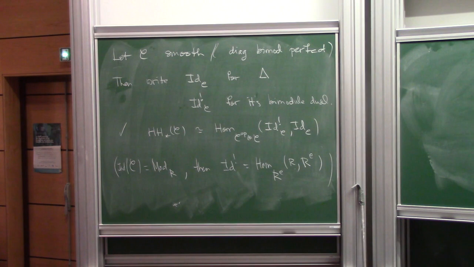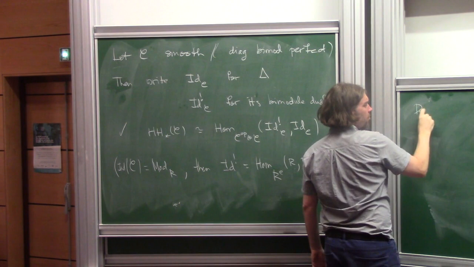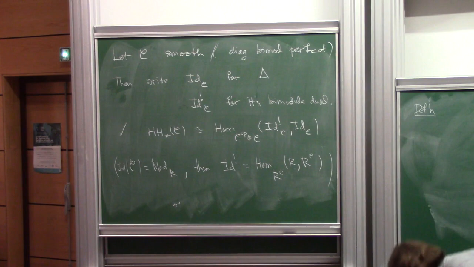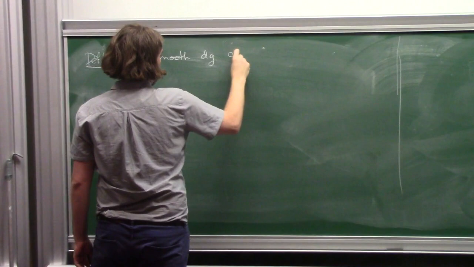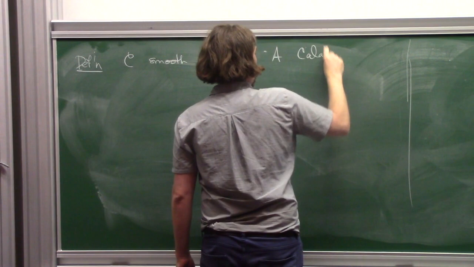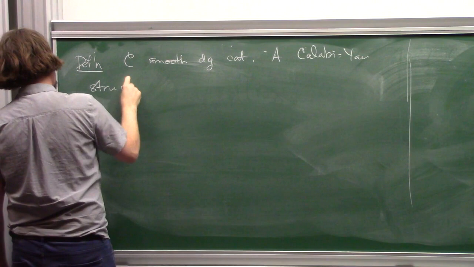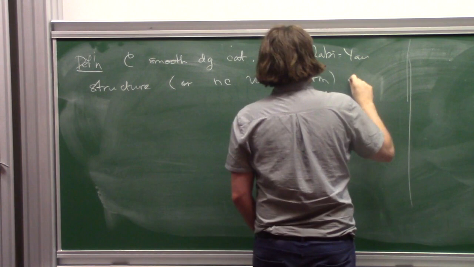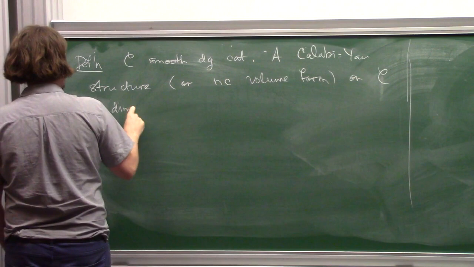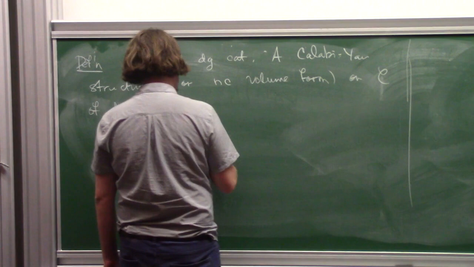Okay, so I have a smooth category, and then a definition. I suppose this definition is due to Maxim, maybe Ginzburg. So for C a smooth category, a Calabi-Yau structure, or a kind of non-commutative volume form, on C of dimension D is a class, a negative cyclic chain. I'm going to call it theta.